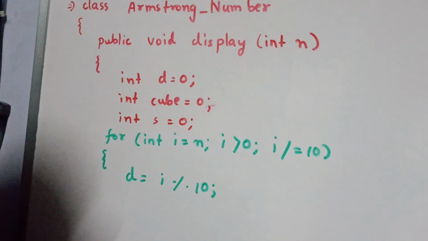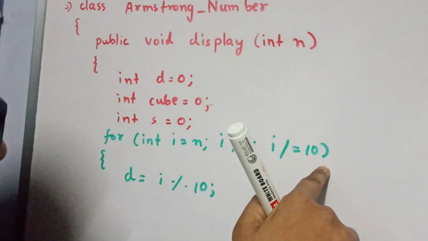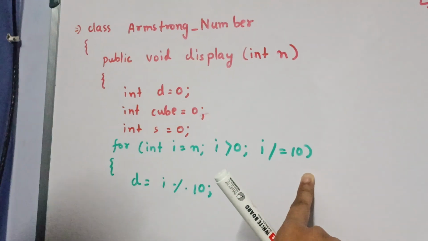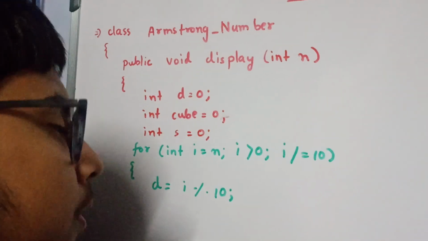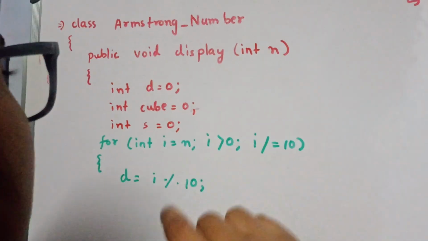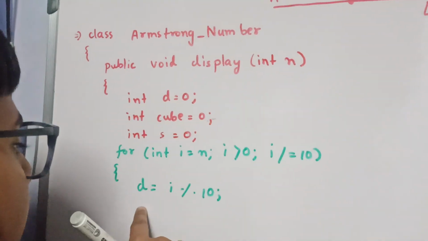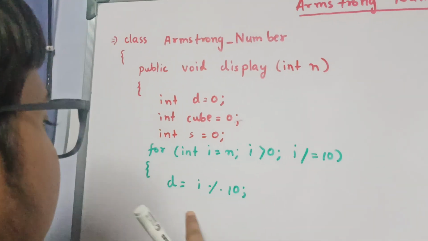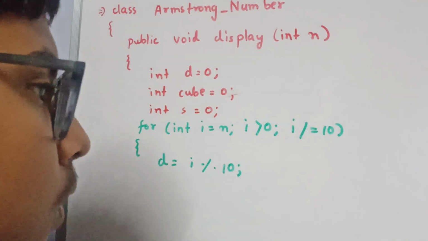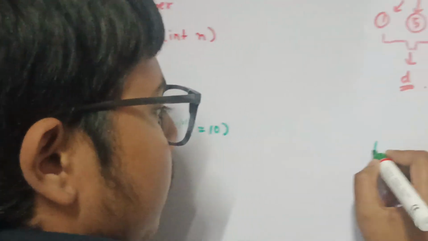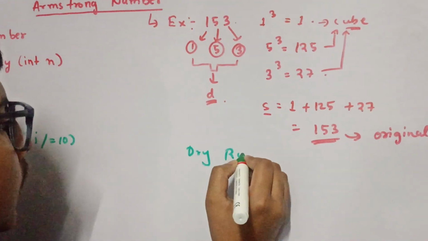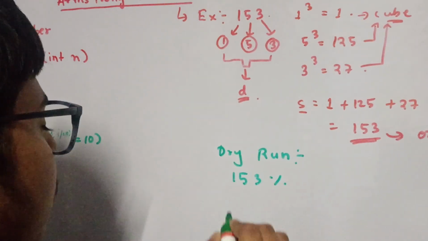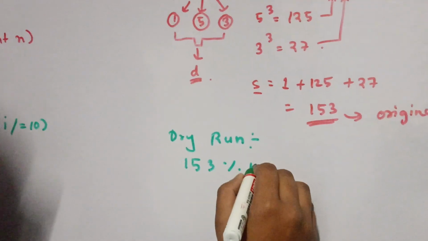Look at it carefully. By using this loop, you can extract each digit from the number. So this is the digit extraction loop. And next, as I have specified int d earlier, I will find the digit by this process, d equals i mod 10. You check the dry run: see, the given number is 153. You perform modulus division on this number.